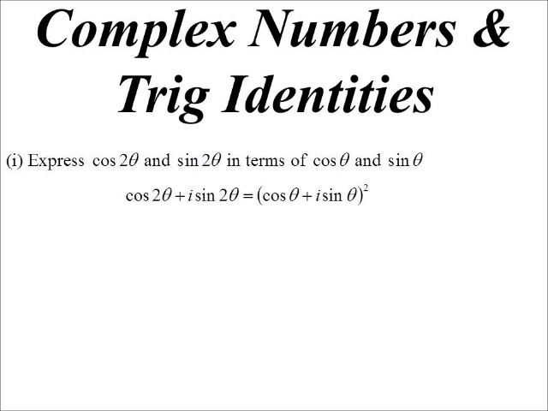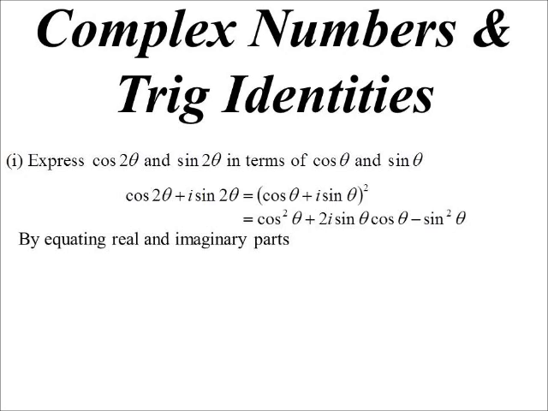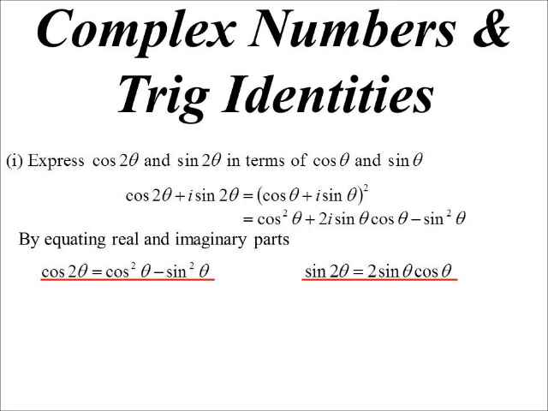Because what I now know is that (cos theta + i sin theta) squared, I can rewrite as cos 2 theta + i sin 2 theta by the theorem we saw yesterday. But if I expand the right-hand side out, I'll get cos squared theta + 2i sin theta cos theta - sine squared theta. And what we saw about complex equations is the real part must equal the real part, and the imaginary part must equal the imaginary part. So therefore, cos 2 theta is cos squared theta - sine squared theta, and sin 2 theta is 2 sin theta cos theta. So it's a neat little proof, very quick, but obviously we need to know complex numbers to be able to do it that way.